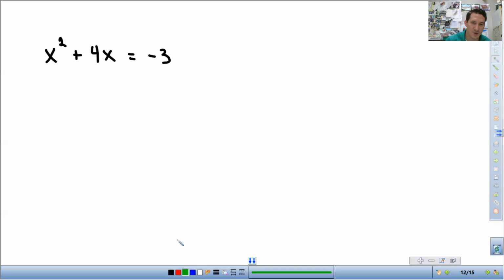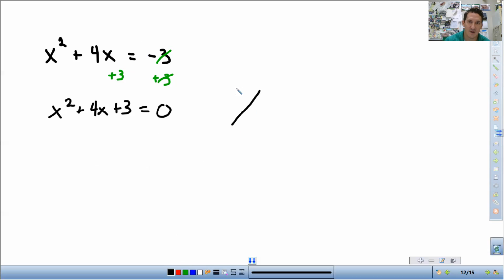So first thing I'm going to do is add 3 to both sides to get the 3 to the other side. So I get x squared plus 4x plus 3 is equal to 0. From there, now I can factor. 3 on top, 4 on bottom. Factors of 3 that add to 4 are just going to be 1 and 3. 1 times 3 is 3, 1 plus 3 is 4. So the factors of this polynomial are x plus 1 times x plus 3.